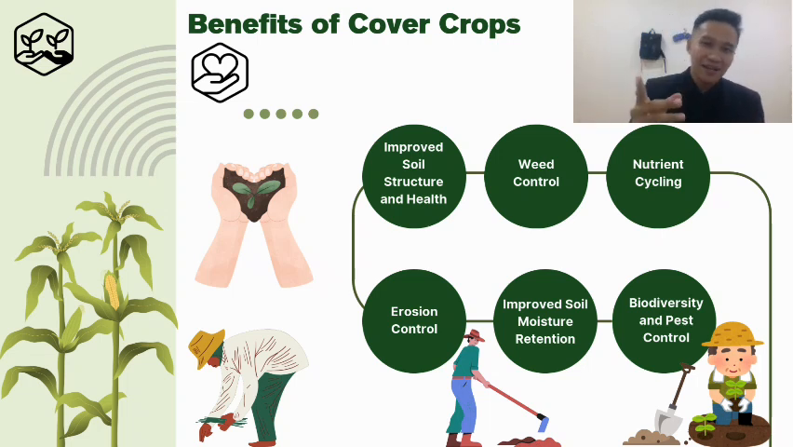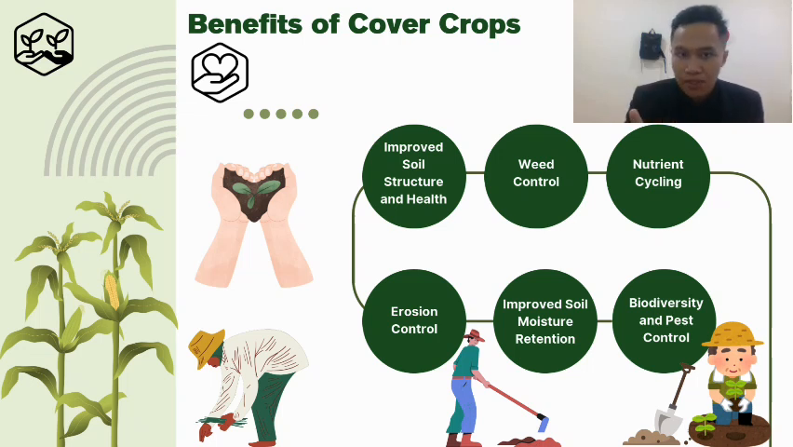Besides that, we have weed control. So, what is inside weed control? Cover crops act as a natural mulch, suppressing weeds by outcompeting them for sunlight and nutrients. This will reduce the need for herbicide and helps weed management without tillage.